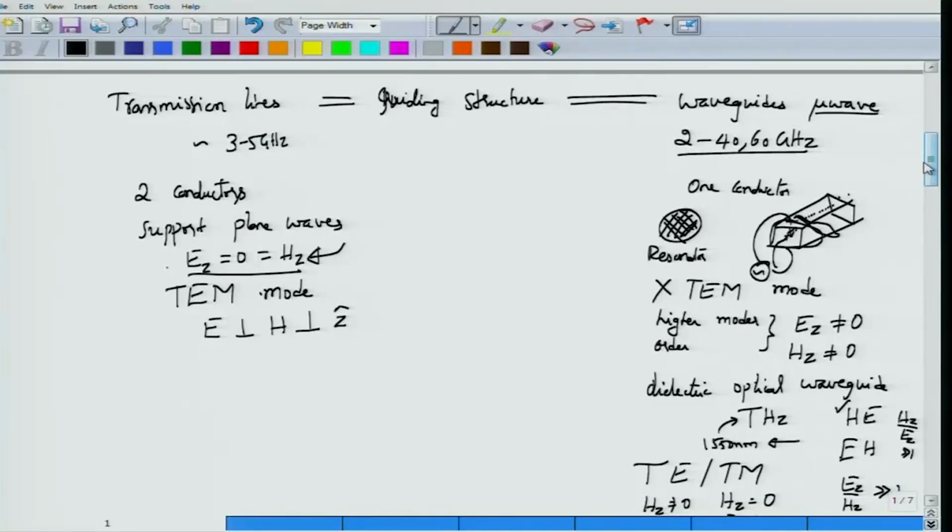A waveguide would have one conductor, and in a metallic case, it would consist of a hollow tube of metal, okay. The metal could have any cross section. It could be a rectangular cross section, a circular cross section, or a spherical cross section, okay. But all of it has to be made out of only one conductor, and they do not support TEM modes, but they do support higher order modes.